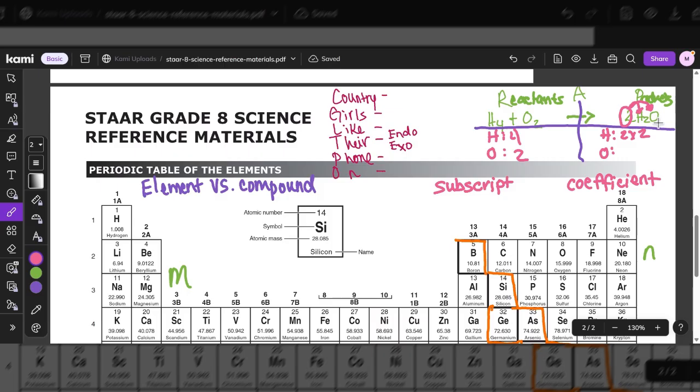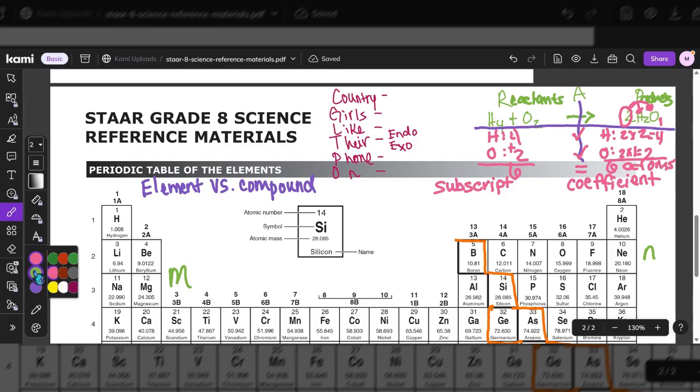Remember your invisible 1 next to the oxygen. 2 times 1 is 2. 2 times 2 is 4. So then we verify. 4 hydrogen atoms on both sides? Yes. 2 oxygen atoms on both sides? Yes. So this follows the law of conservation of mass. Mass cannot be created or destroyed. So if we add these, we have 6 atoms. Then there should also be 6 atoms on the product side.